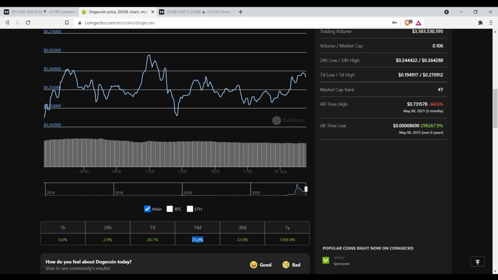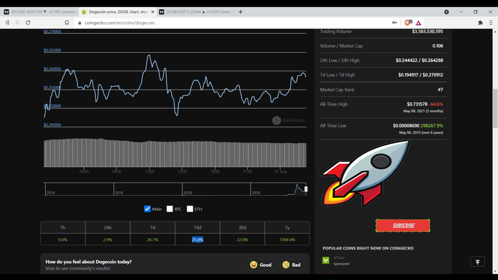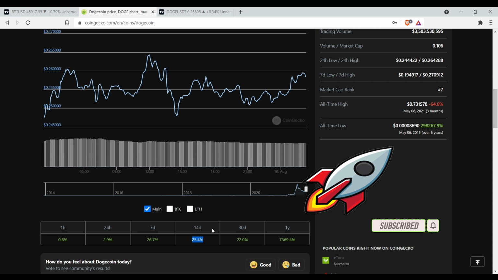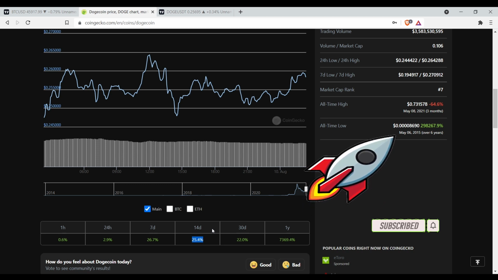You gotta remember, we are in the uptrend right now. We are going back up. So the odds are it might do more than 25.4% for the next 2 weeks. But let's just be safe and just say it'll do half of it.